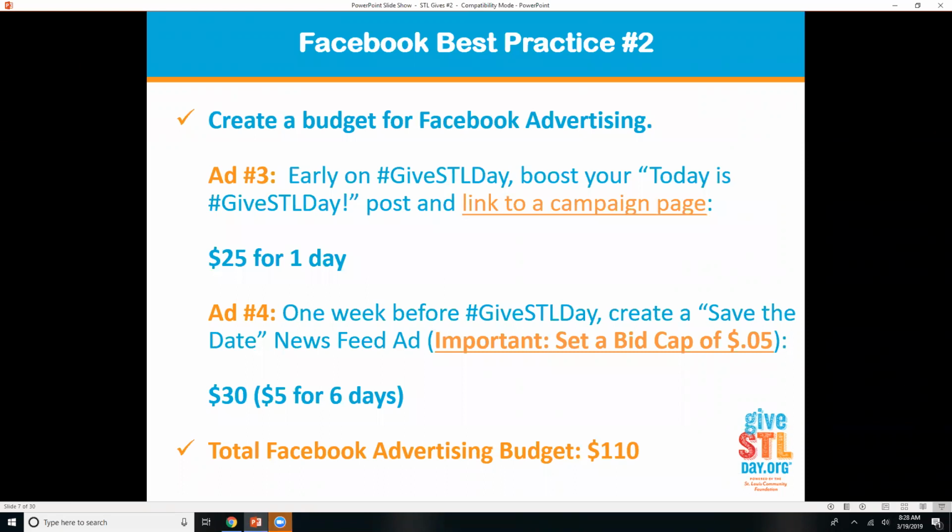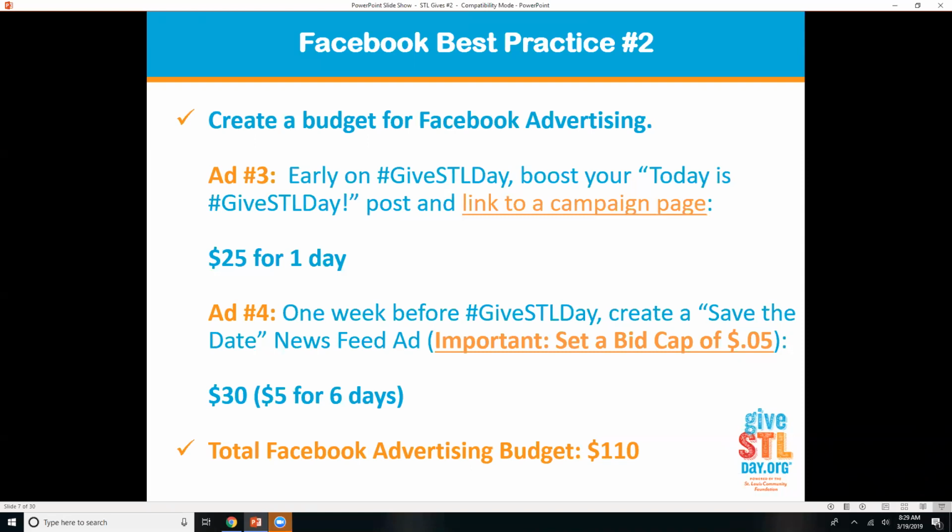Now I'm getting about 3 cents per engagement, and for every 2 or 3 engagements, I get 1 click through. So that means when you do it that way and you set a bid cap, a click through to your campaign page, to your Give STL Day landing page, is going to cost between 5 and 6 cents. So a total advertising budget for ads over 3 weeks, $110. If you get 1 donor that donates $100, it's pretty much paid for itself.